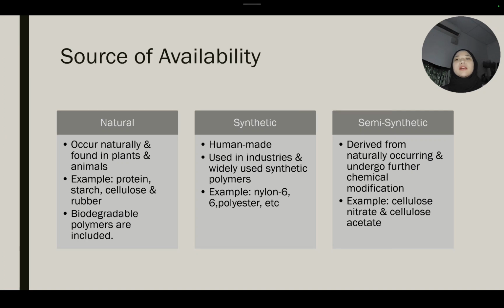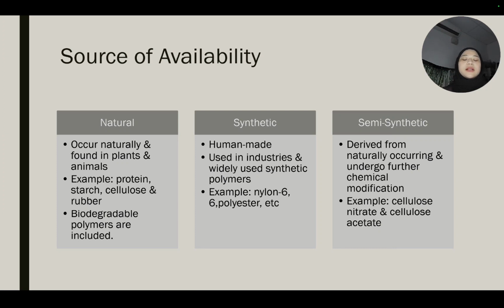Source of availability: there are three, which are natural, synthetic, and semi-synthetic. Natural polymers occur naturally and are found in plants and animals, for example protein, starch, cellulose, and rubber. Biodegradable polymers are included. Synthetic polymers are human-made, used in industries, and widely used.